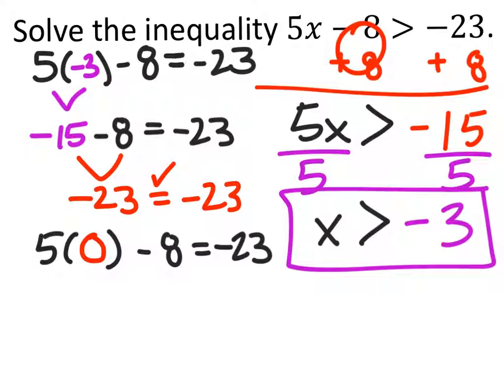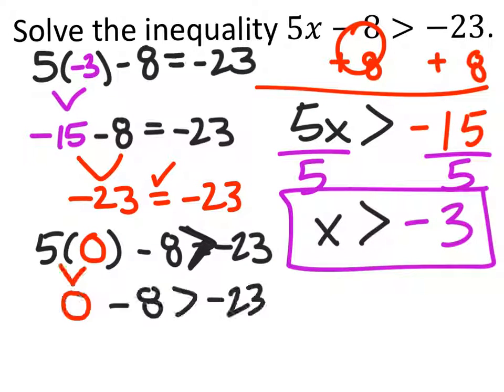0 is greater than negative 3. And from here I can just check to make sure that this statement is greater than negative 23. Let's go ahead and do that. So I have 0 minus 8 is greater than negative 23, but I don't really need the 0 there, okay? Now this shows us that negative 8 is greater than negative 23. That is a true statement.